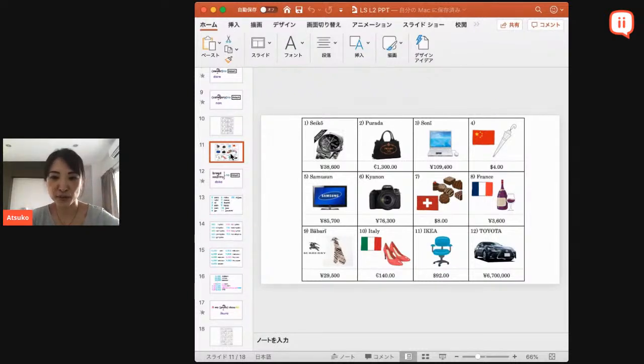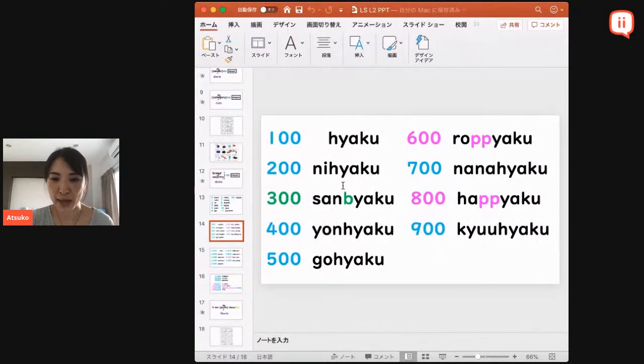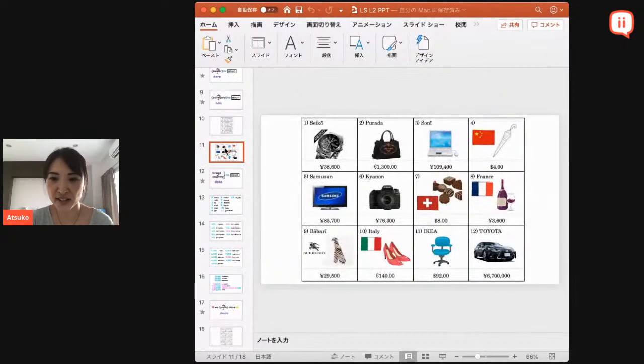Okay, look at number two. 1,000, 1,000 is sen. 300 is irregular, sanbyaku. And the currency is euro. 1,300 euro. Okay, number three. パソコン wa, ignore the comma. 10 man, and 9,400. 109,400 yen.